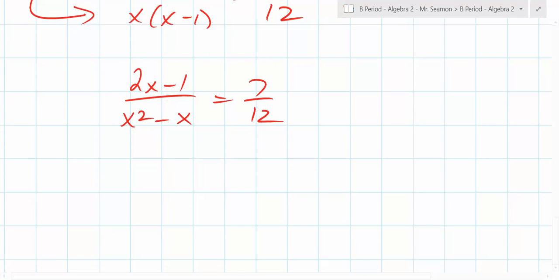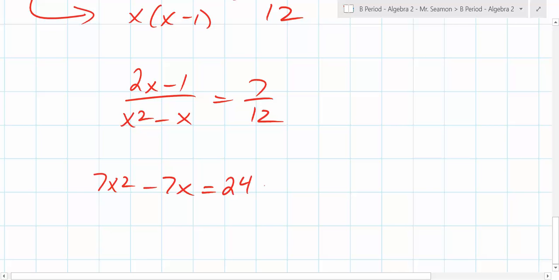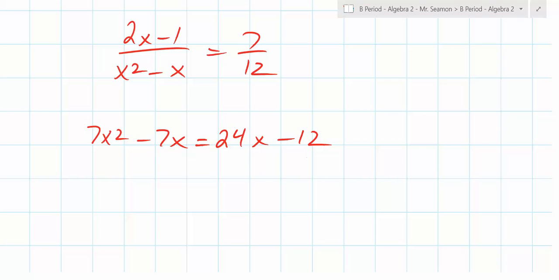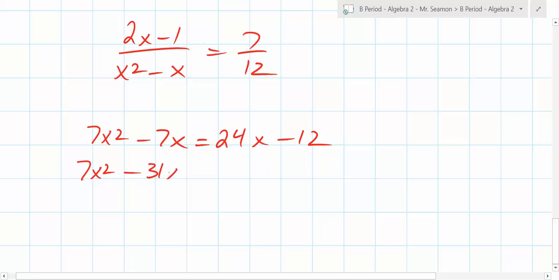So now we're here, yes. Now what do we do? Yeah, so you end up with 7x squared minus 7x is equal to what? 24x minus 12? Is that a quadratic? You subtract 24x. Hold on. It is a quadratic. Is it in standard form? No. Yes, it is a quadratic, but it's not in standard form. So what do we need to do to put it in standard form? Yeah, so you end up with 7x squared minus 31x plus 12 equals 0.